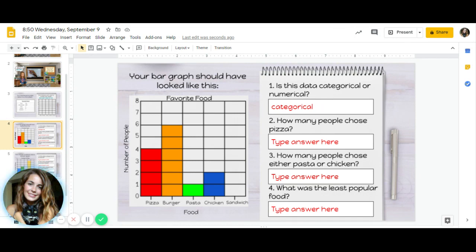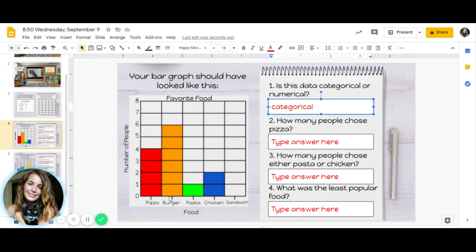So the first one says, is this data categorical or numerical? And remember, the answer choices along the bottom tell us that. So if the choices are words like pizza, burger, pasta, chicken, that is categorical data. If they were numbers down there along the bottom, that would be numerical data. You're always going to have numbers here along the side, but if there are also numbers along the bottom, that would be numerical. This bar graph has words, so it is categorical data.